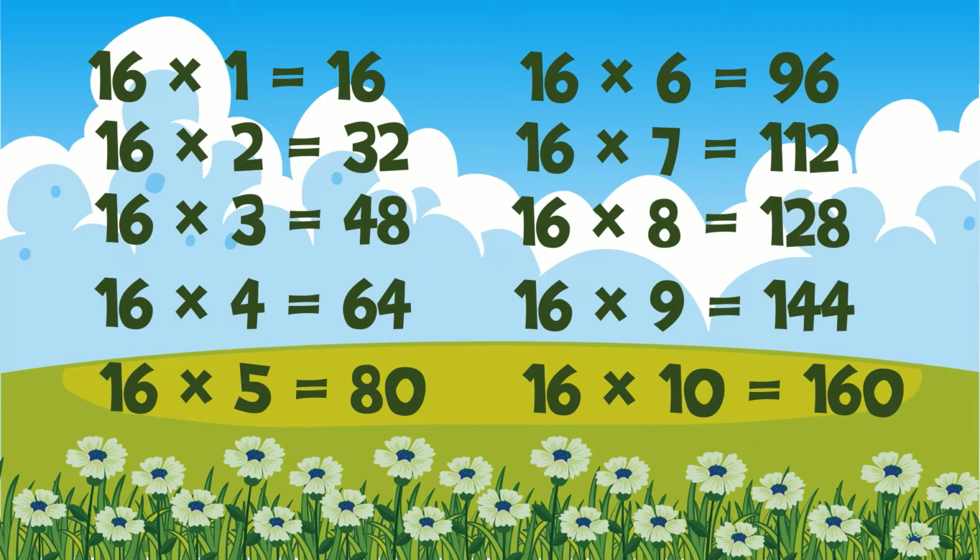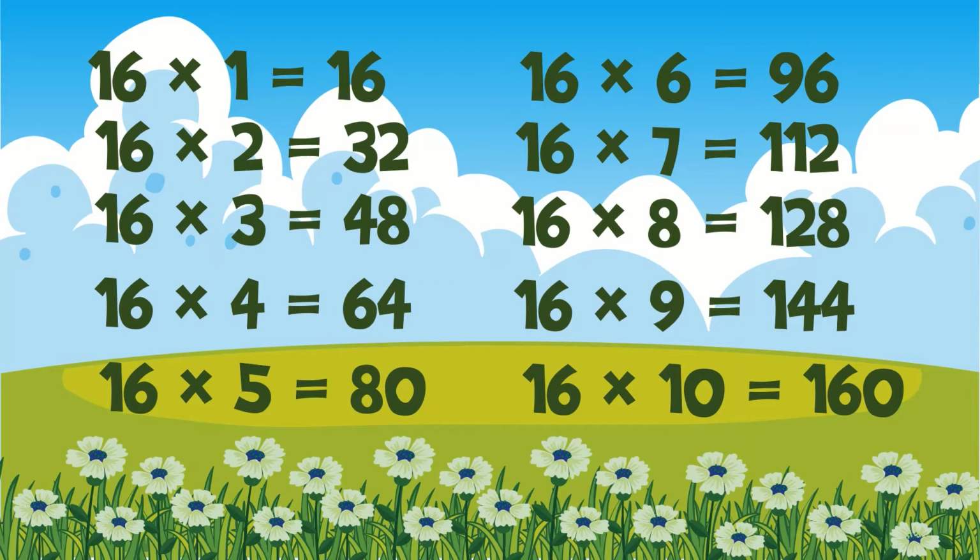Kids, repeat after me. 16 ones are 16. 16 twos are 32. 16 threes are 48. 16 fours are 64. 16 fives are 80.